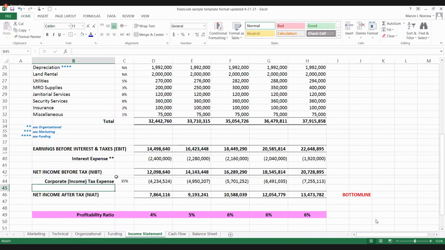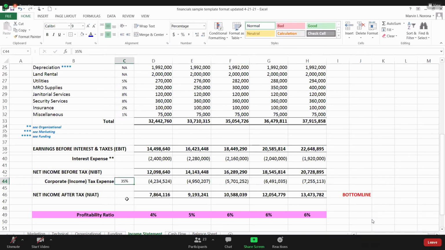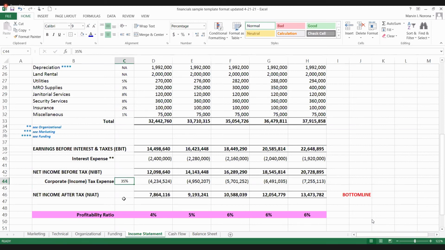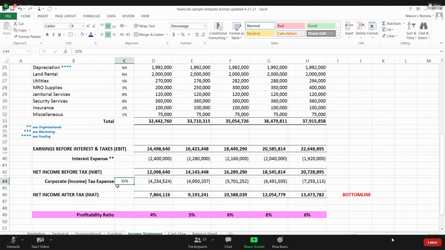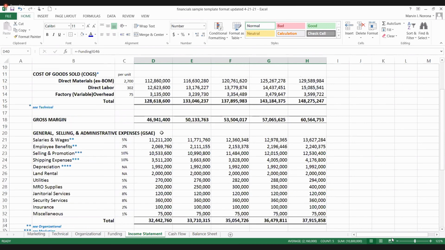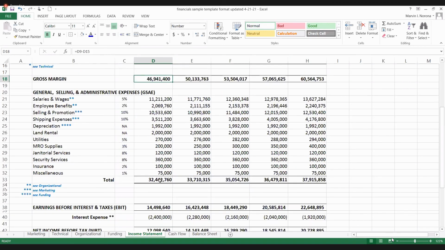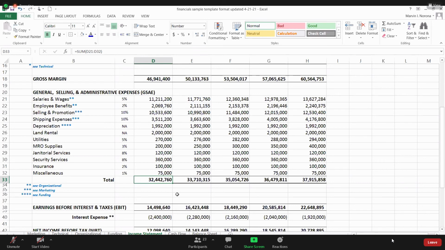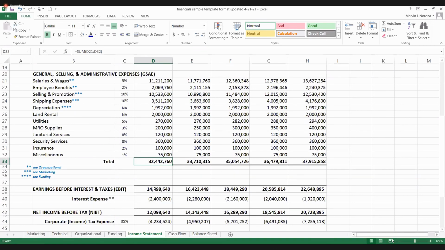So, income tax nandito every year. Depende yan sa organizational setup ninyo. So, kung nag-establish kayo ng corporate startup, ito yung rate. That can be changed. Depende kung ano yung nature or type of organization. Interest galing sa funding. Okay? And therefore, yung makikita ninyong gross margin minus GSAE. Okay? GSAE. Nandito yan. Here.